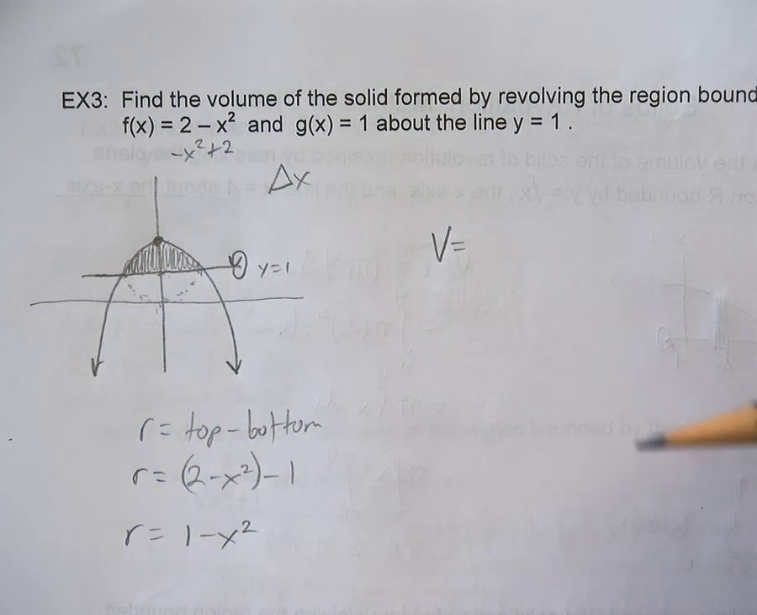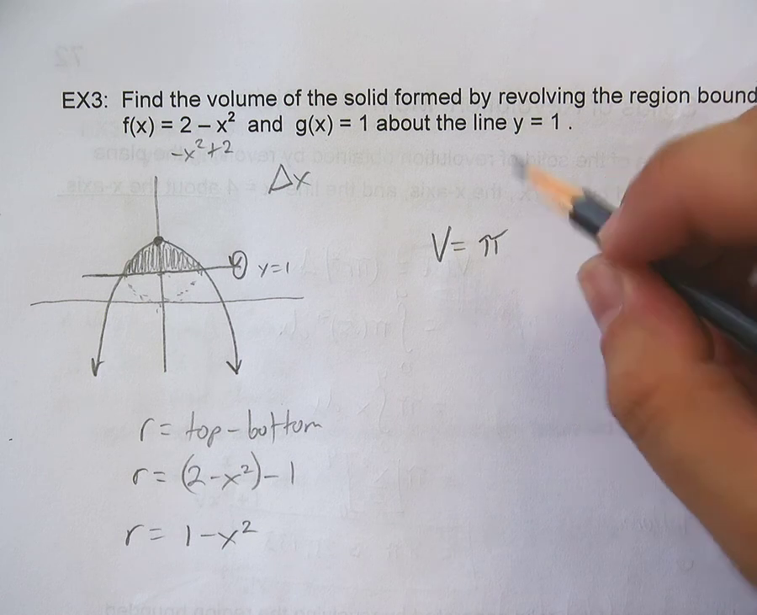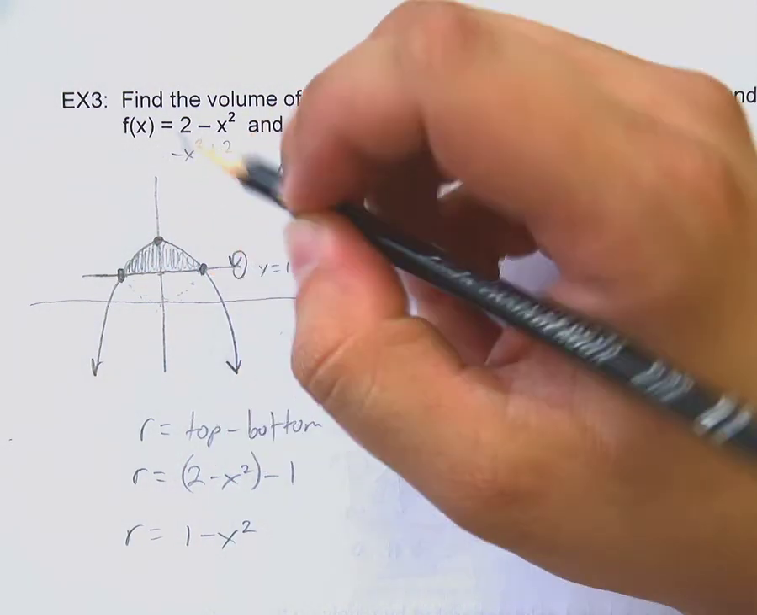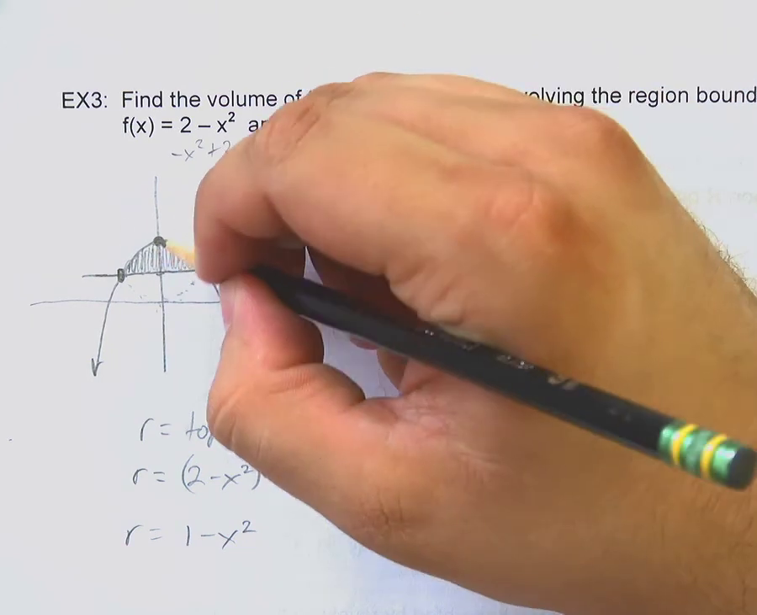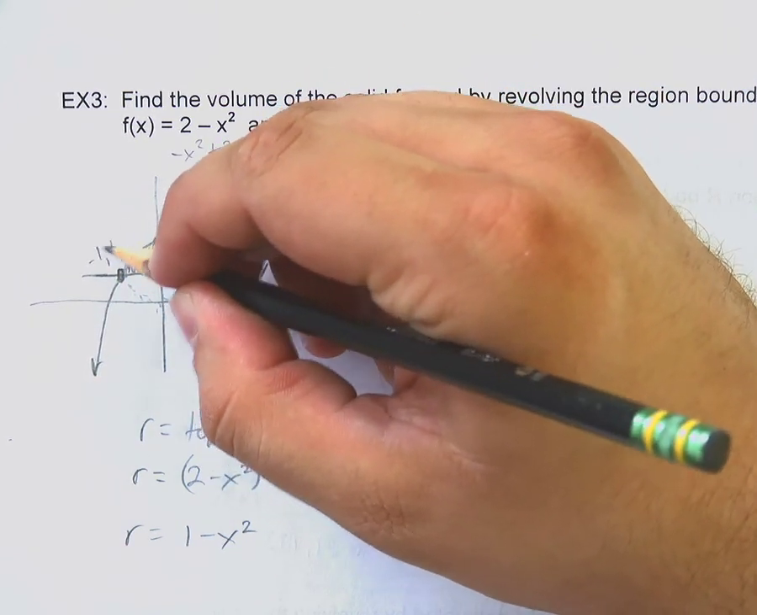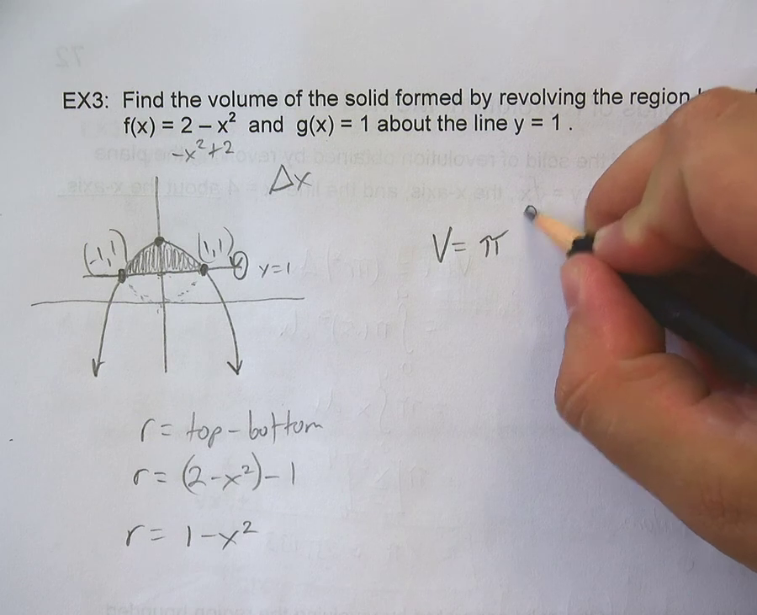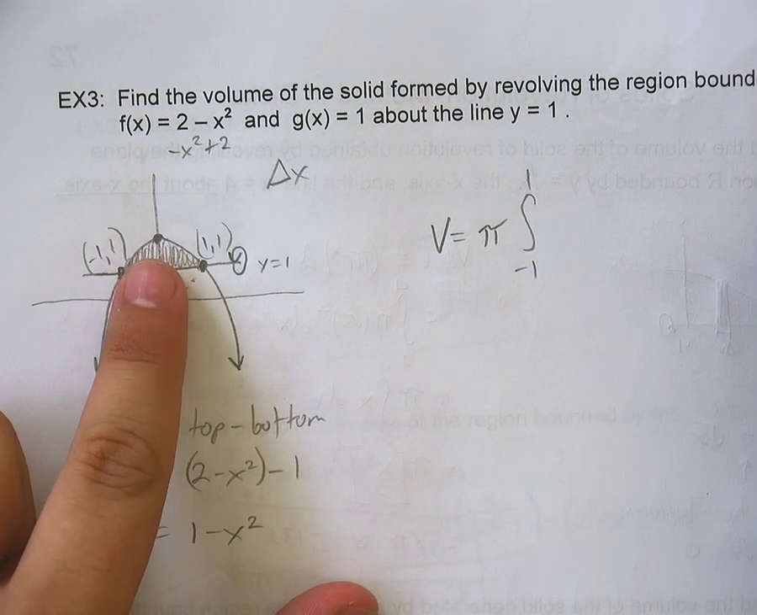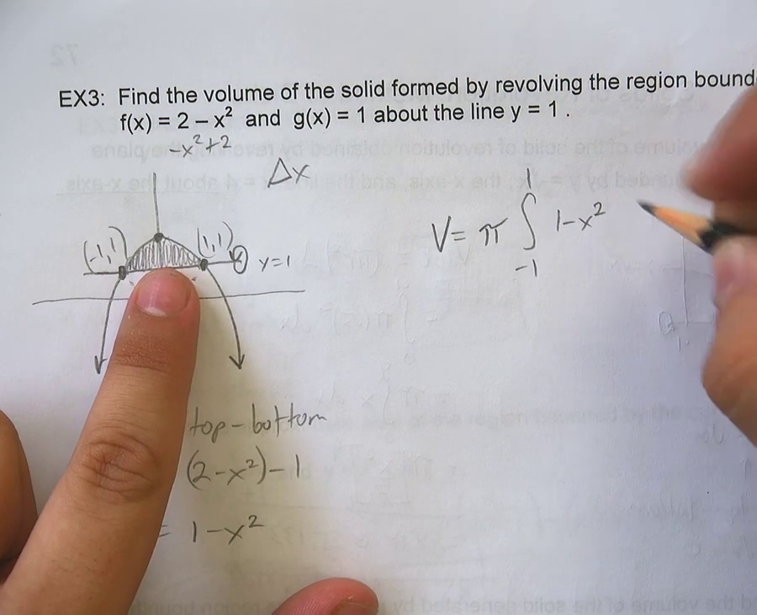Revolved around. So your volume is pi. And where do these things meet? Down 1 over 1, this is going to meet at 1 comma 1. Down 1 over 1, negative 1 comma 1. Again, if you have your calculator, you can just do trace and intersections there. Volume is pi, the integral from negative 1 to 1. Find the area of this region in here of 1 minus x squared dx.